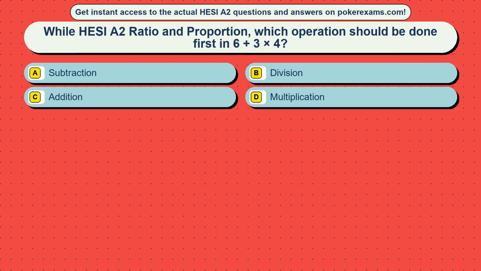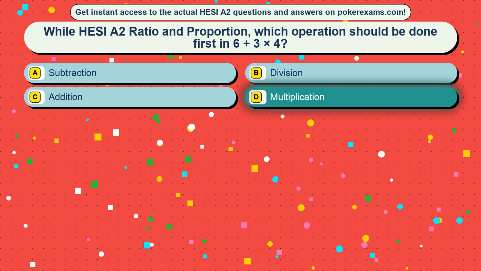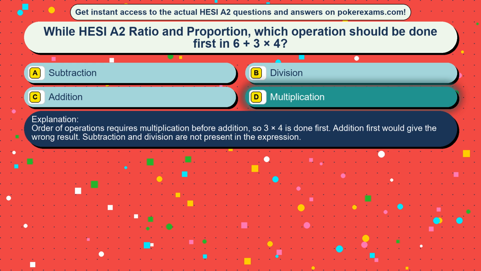Question 27. While HESI A2 ratio and proportion, which operation should be done first in 6 + 3 × 4? Option A, subtraction. Option B, division. Option C, addition. Option D, multiplication. The correct answer is option D, multiplication. Order of operations requires multiplication before addition, so 3 × 4 is done first. Addition first would give the wrong result. Subtraction and division are not present in the expression.